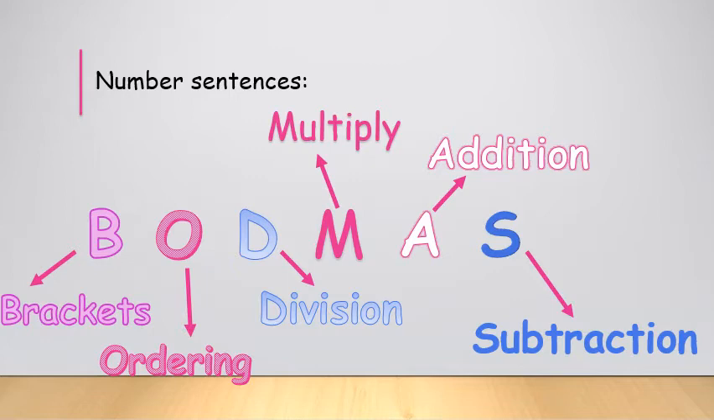Anything in between the brackets needs to be done first, even if it is addition or multiplication, subtraction or division. It doesn't really matter, but we need to do that first. If we are done with our brackets, then only can we go to the order. We first need to do our division. If there's no division, then we do our multiplication. If we are done with multiplication, then we do addition. And then lastly, we do our subtraction.